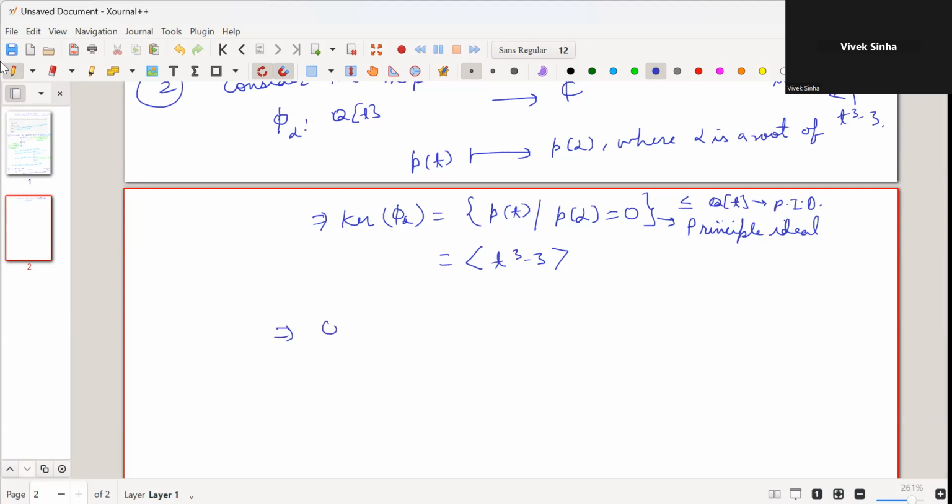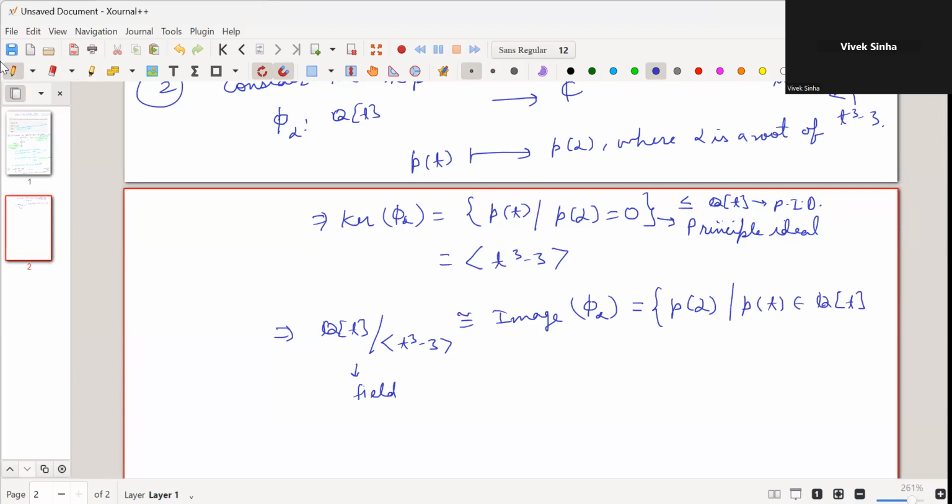So this implies Q[t] modulo t cube minus 3 is isomorphic to the image of phi alpha, and this is a field, of course, because t cube minus 3 is irreducible. And what is the image of phi alpha? This is nothing but all polynomials of the form P(alpha) such that P(t) belongs to Q[t], right?